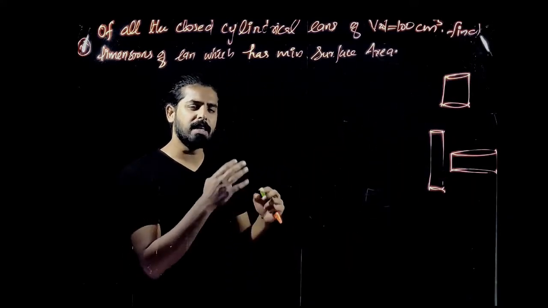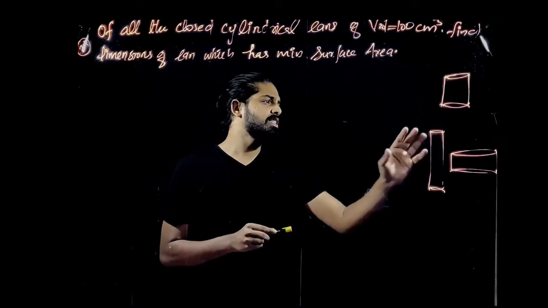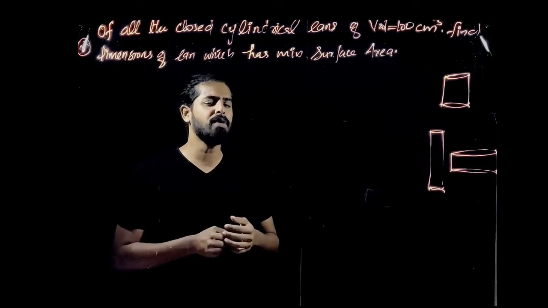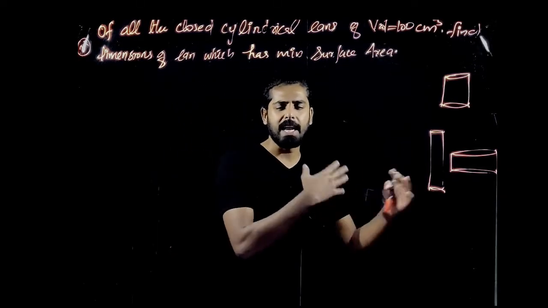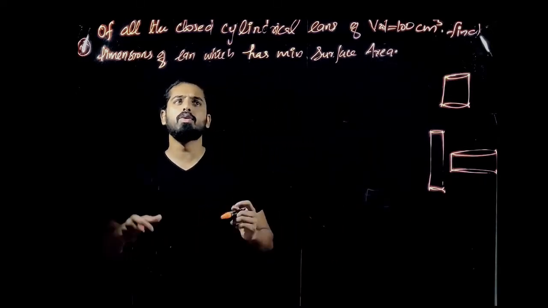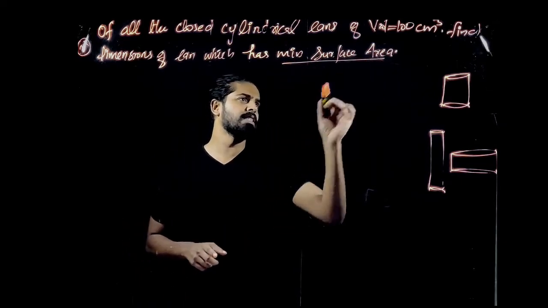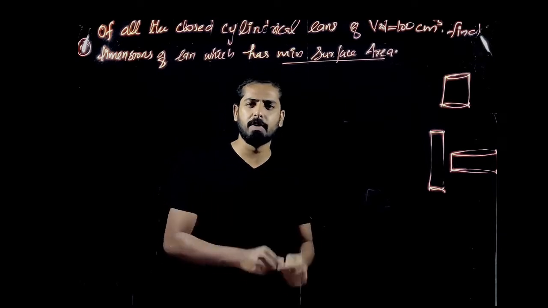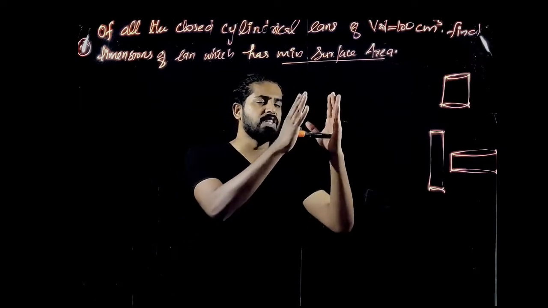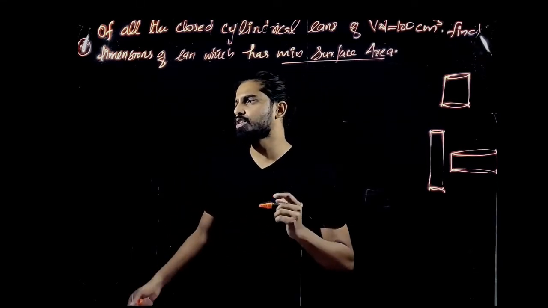So you want to find the dimensions, meaning the radius and height, at which the surface area is minimum and the volume still remains 100. So we can change the radius and height, but the volume should be 100. Okay, so what you have to do is minimize the surface area. If you want to minimize the surface area, you have to find the point of minima of the surface area. That means here the function is surface area. You have to differentiate the surface area. So let's write what is the equation for surface area.